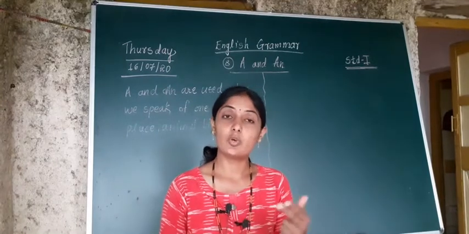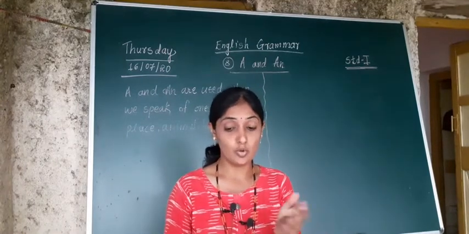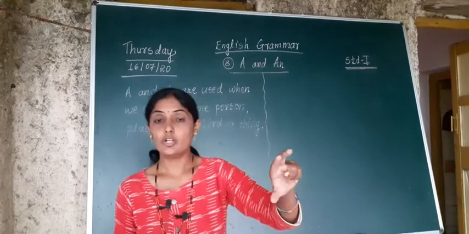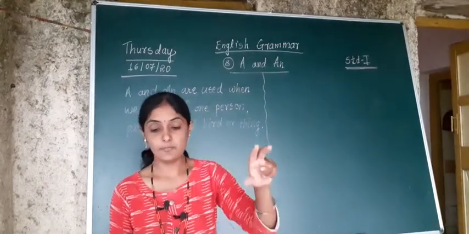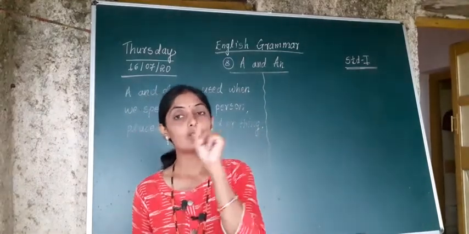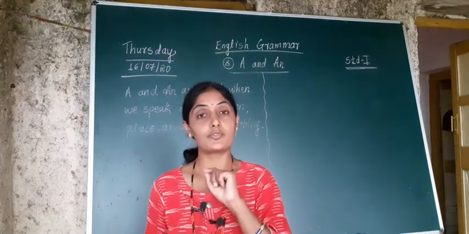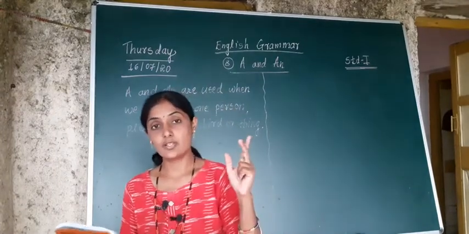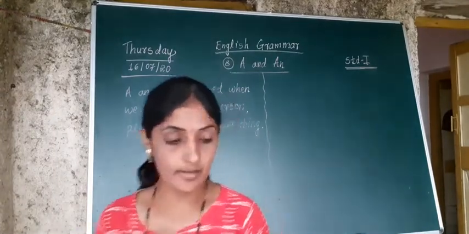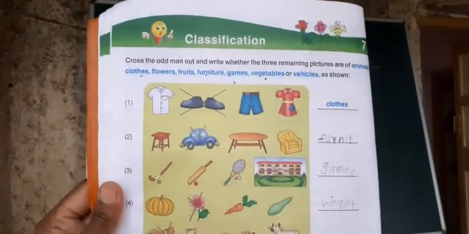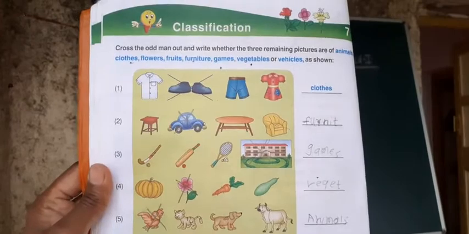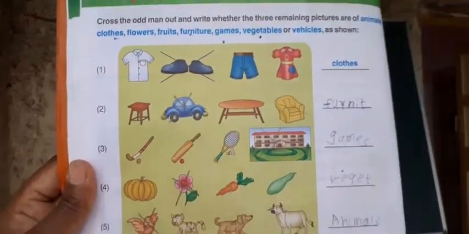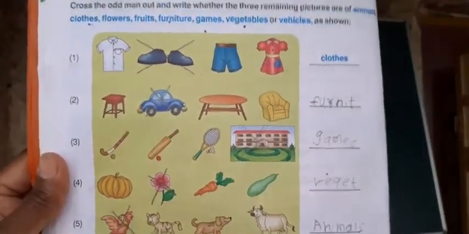In first, what was odd man out? Clothes were all together, means clothes were same, and one was odd man out, that was shoes, pair of shoe. In second, what was odd man out? Car was odd man out, right? We are just revising it, okay? So in second, car was odd man out. In third, what is odd man out? House is odd man out, and remaining things are related to games.